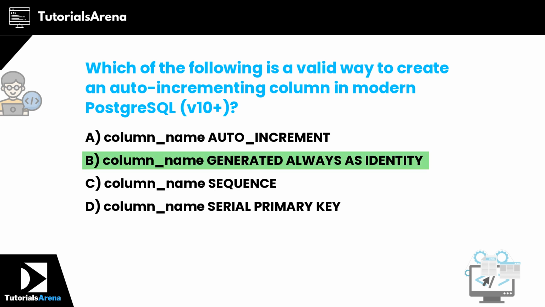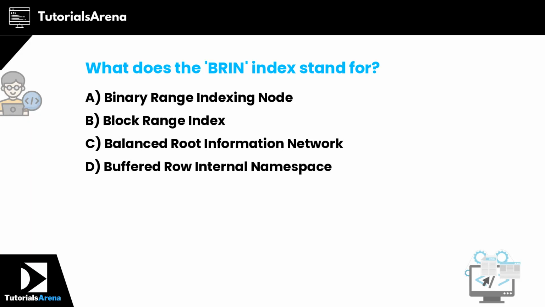The correct answer is option B, column_name GENERATED ALWAYS AS IDENTITY. What does the BRIN index stand for? The correct answer is option B, block range index.